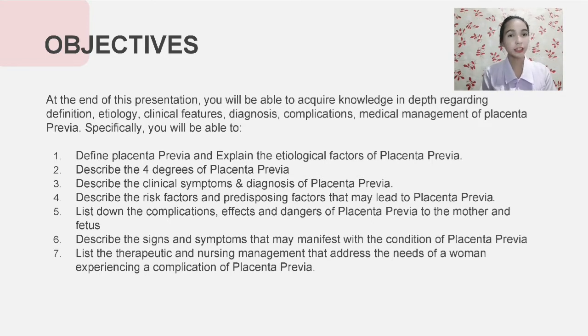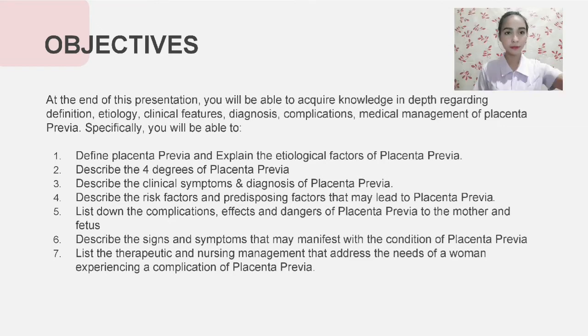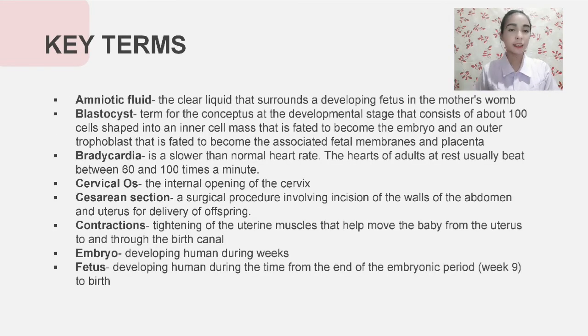Describe the risk factors and predisposing factors that may lead to placenta previa. List down the complications, effects, and dangers of placenta previa to the mother and the fetus. And describe the signs and symptoms that may manifest with the condition of placenta previa. Describe the management of placenta previa. And lastly, list the therapeutic and nursing management that address the needs of a woman experiencing a complication of placenta previa. Before we proceed, let us first learn some terms that will help us gain better understanding as we go through our discussion.